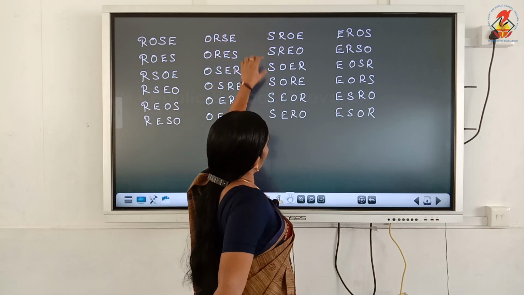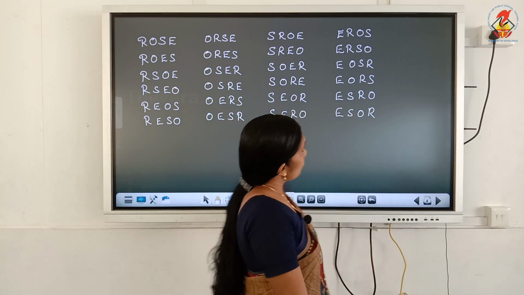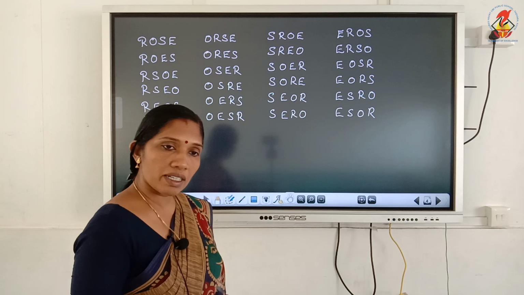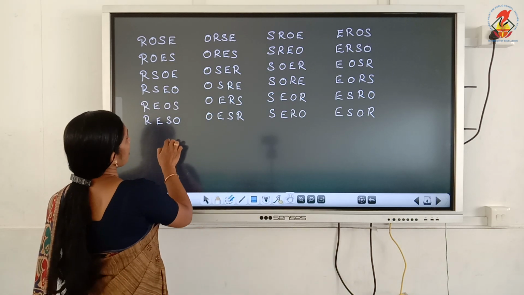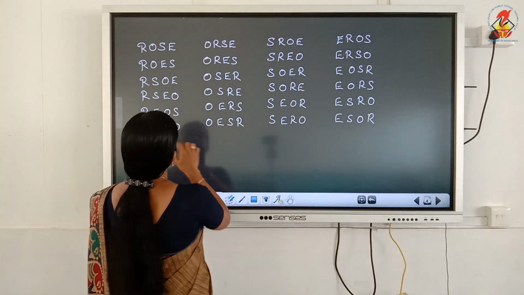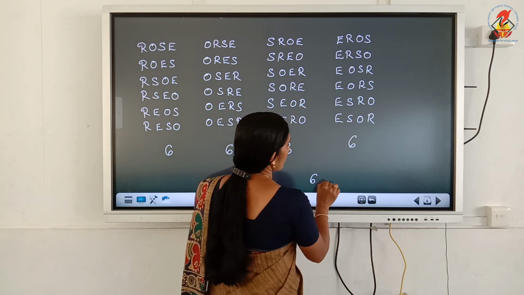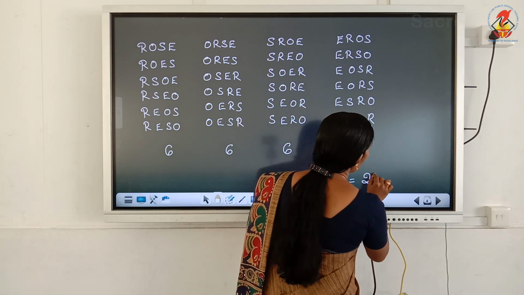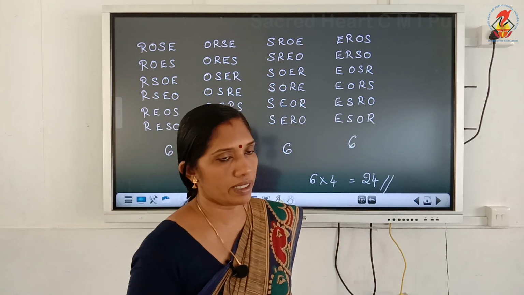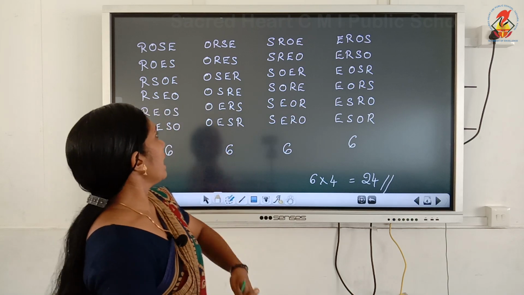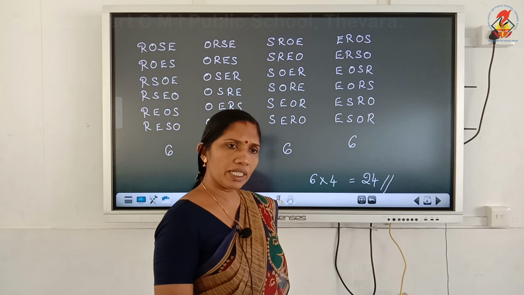The next combinations, S is in the first place, and then E is in the first place. So how many words are there using these 4 letters? Here 6 words, 6, 6, 6. That is 6 into 4, total 24 words we can form using these 4 letters. But writing all these and checking how many words are possible is very difficult.